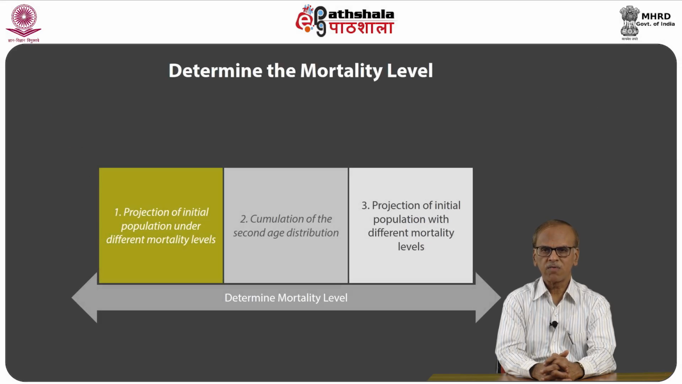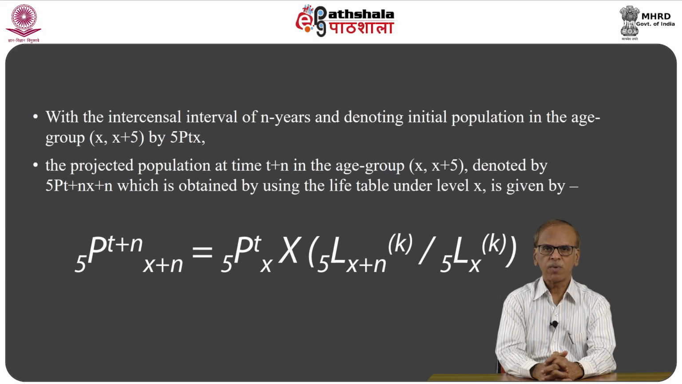Determine the mortality level. Step 1. Projection of initial population at different mortality levels with the inter-censal interval of n years, and denoting initial population in the age group x to x plus 5 by 5P(t)x.